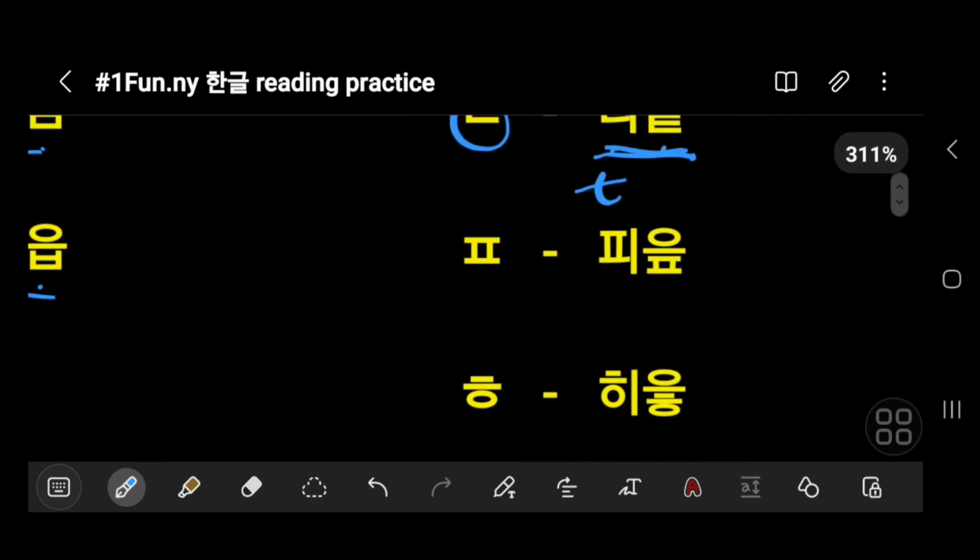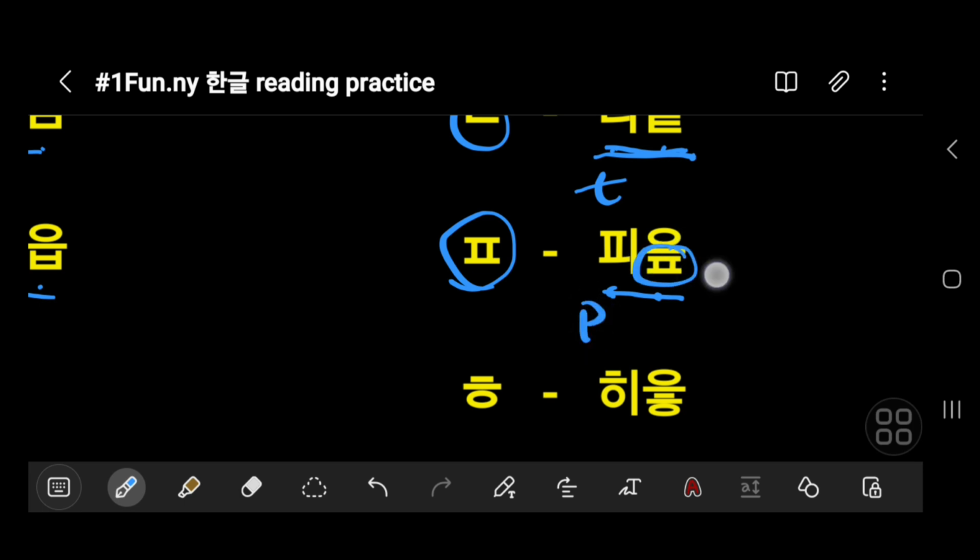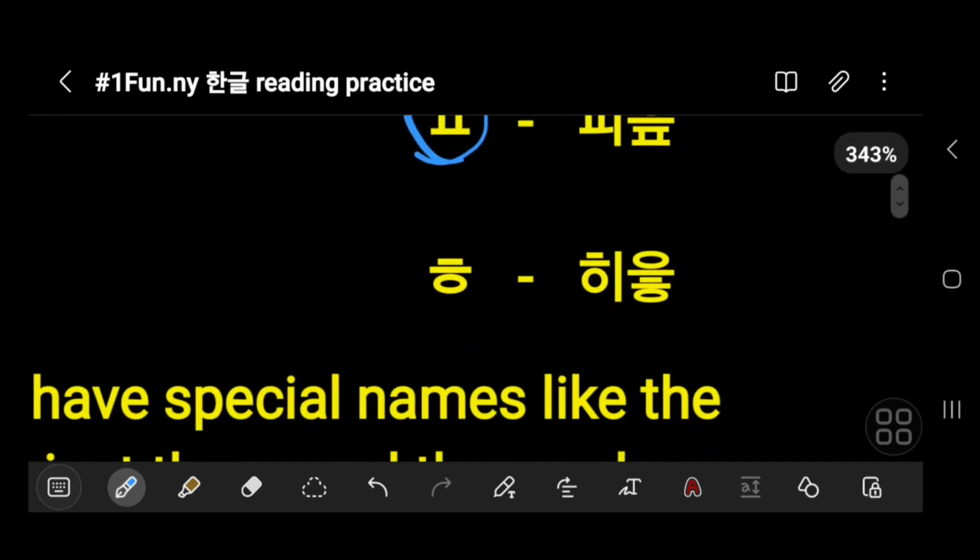Okay, and next we've got our P. Yes, this letter's name is piup. So this is a strong P sound. And here on the bottom, it will be like an ending P sound where you put your lips together, but no air comes out.